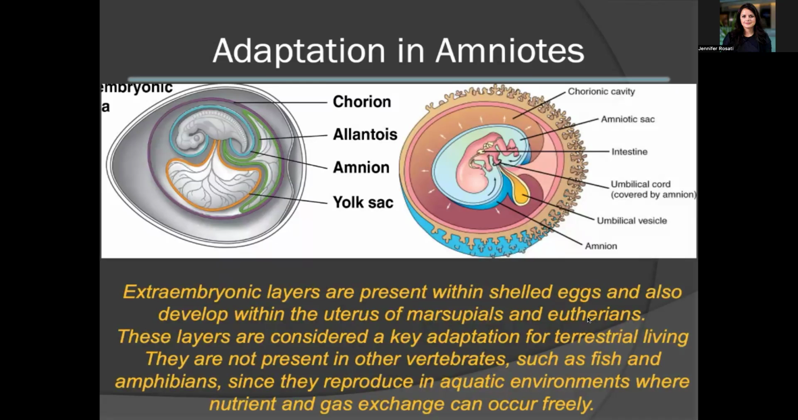Extraembryonic layers are present within shelled eggs, and they also develop within the uterus of marsupials and eutherians, or placental-bearing mammals. These layers are considered to be a key adaptation that allows for terrestrial living. Note that these extraembryonic layers are not present in other vertebrates such as fish and amphibians. This is because they reproduce in aquatic environments where nutrient and gas exchange can occur freely.